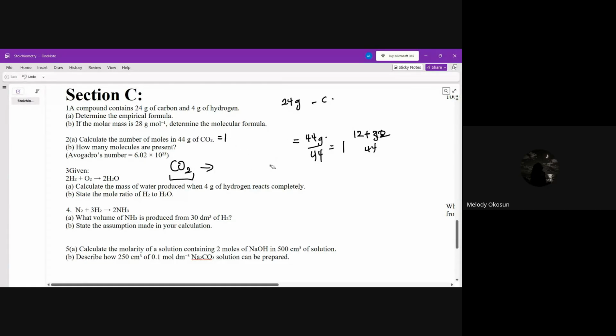Please say the question again. I said we were first asked what is the number of moles. We calculated the number of moles to be 1. That is, the number of moles in 44 grams of CO2 is equal to 1. Now they are asking how many molecules, or rather how many Avogadro's number, are in this one mole.